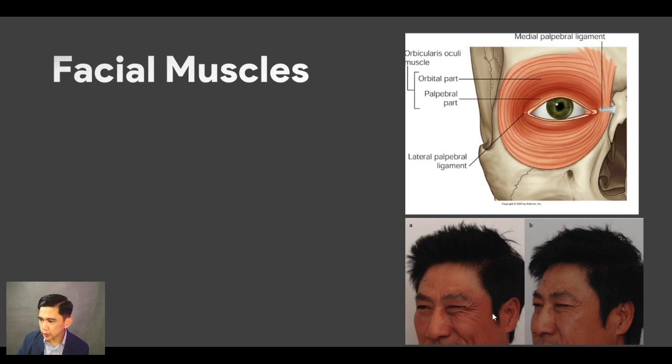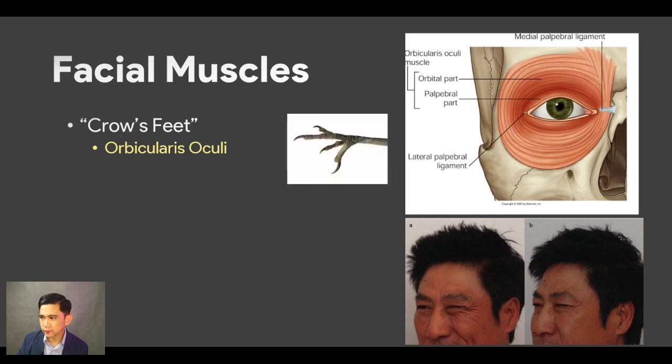So this is what we call the crow's feet. It looks like a crow's foot, no? And this is produced by the orbicularis oculi muscle. So this is a crow's feet. When we do Botox injection around the orbicularis oculi, we lessen the action of the orbicularis oculi, and thus the crow's feet improves.